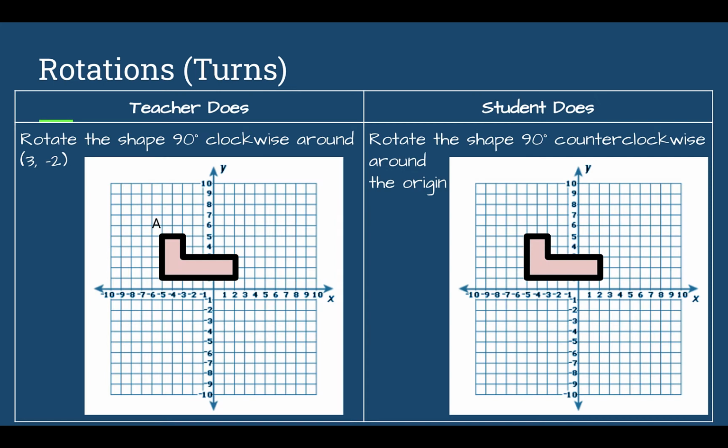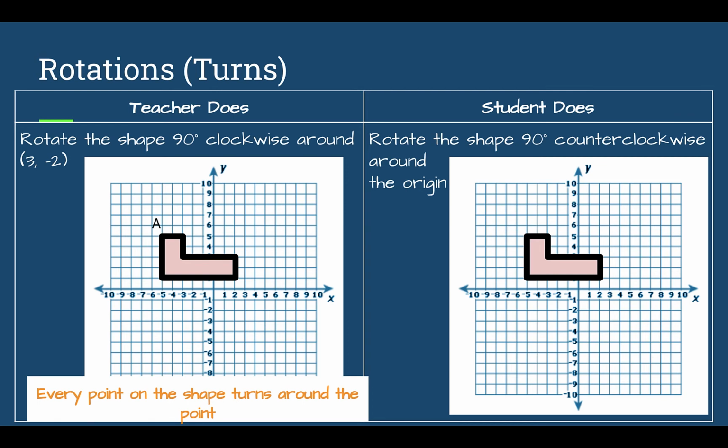Let's start by rotating our shape. So here it says rotate the shape 90 degrees clockwise around the point 3, -2. For a rotation, every point on the shape is going to turn and move around the point by the same degree. So here, around that point, 3, -2, everything is going to shift 90 degrees. So here's how to do this. You're going to want to connect each point on the shape to that dot. Once you've connected, you're going to find your slope. So here it went down 3/1.